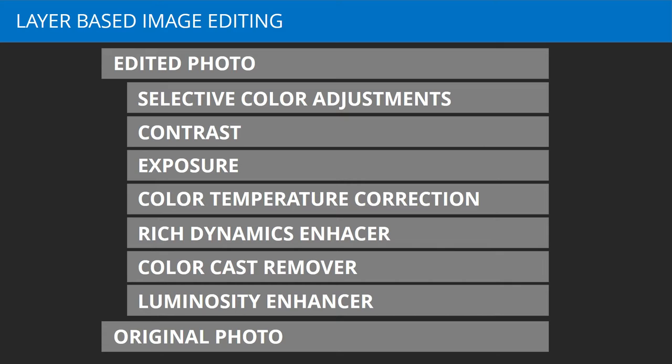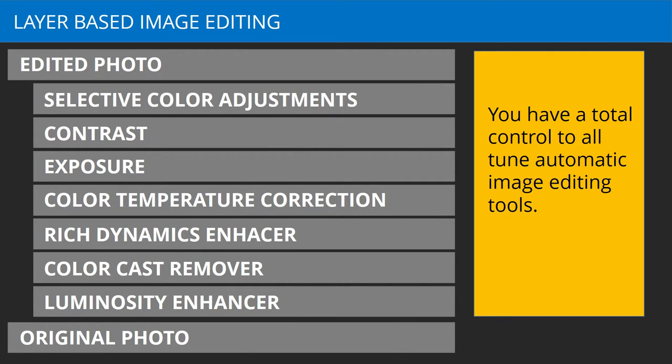The big difference with other solutions is that our automatic color correction technology is entirely layer-based. All these steps, all these image editing phases for color grading and color correction, are separate layers. We have selective color adjustments, contrast, exposure, color temperature correction, rich dynamic enhancement, color cast removal, and luminosity enhancement. And all these are separate layers. This means that you will have total control of the output.